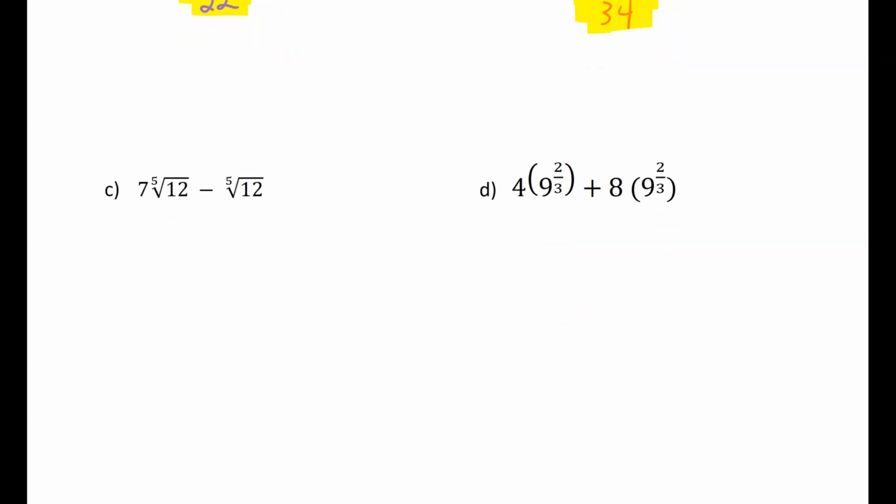Okay, C. I've got 7 times the 5th root of 12 minus the 5th root of 12. Do we have like terms here? Yes. We do. Don't forget that even though there doesn't appear to be a value here, there is a 1 there. 7 minus 1 is 6. 6 times the 5th root of 12. Is there any way to simplify the 5th root of 12? No. So that's it.